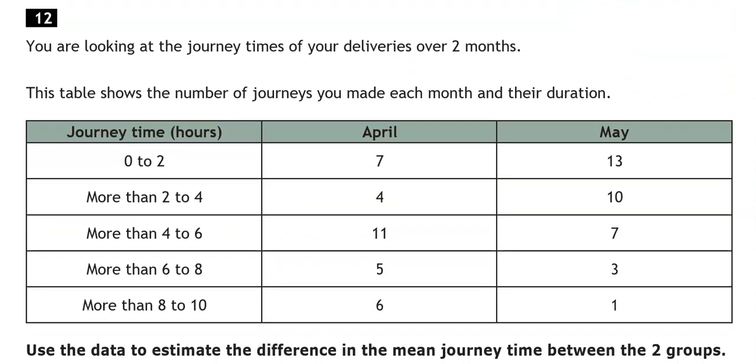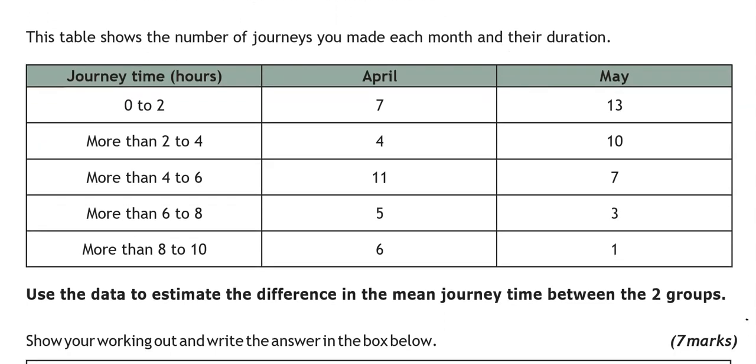You are looking at the journey times of your deliveries over 2 months. This table shows the number of journeys you made each month and their duration. It's got April and May. Use the data to estimate the difference in the mean journey time between the two groups. Show your working out and write the answer in the box below.